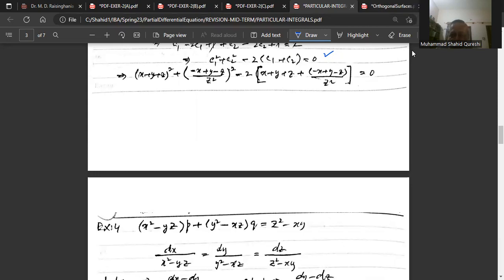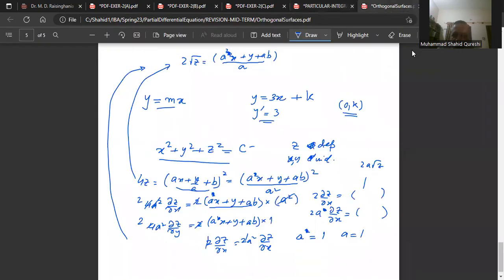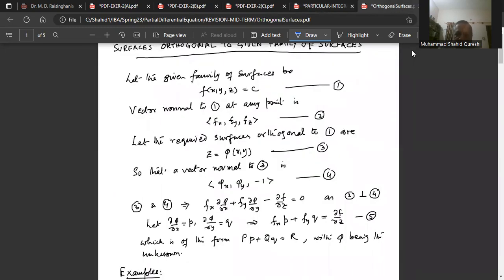So after these particular integrals, we have some problems of orthogonal surfaces. We have any given family of surfaces given in this form. A vector normal to the surface is given by the gradient of the function involved, with x component partial of f with respect to x, y component partial of f with respect to y, and z component partial of f with respect to z. And you require this to be perpendicular to some other surface, that is z is equal to phi of x, y. And the normal to this required surface is partial of phi with respect to x, partial of phi with respect to y, and minus 1.